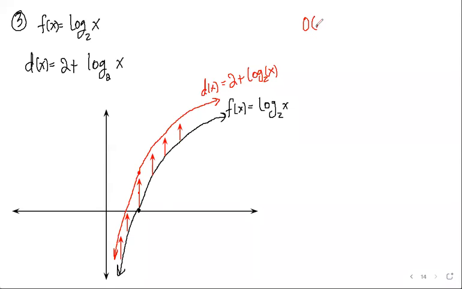Again, if I need to do the steps, f of x is logarithm to the base 2 of x. We add 2 to both sides. So I get f of x plus 2 equal 2 plus log x to the base 2. And this is actually equal to d of x. To graph d of x, you have to graph the original function and you shift it 2 units up. Okay? Any question?